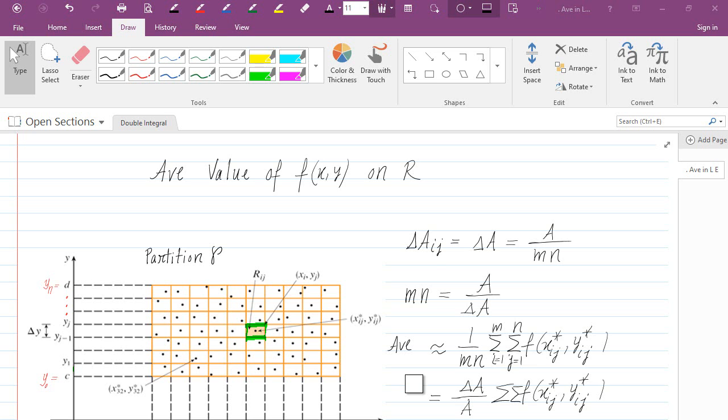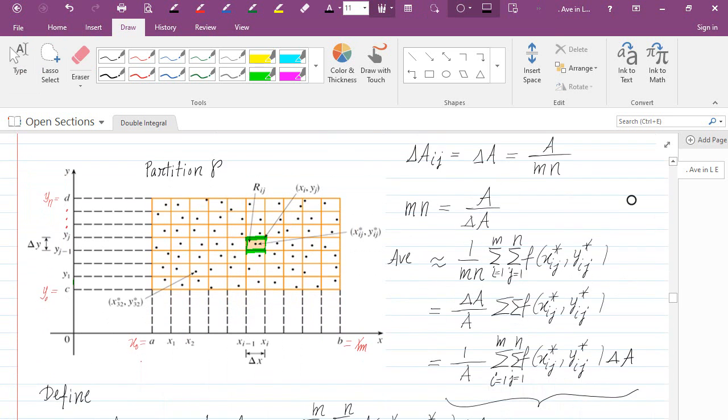What we want to do in this video is find the average value of a function f of two variables x and y on a rectangular region R. All right, so how do we do that?